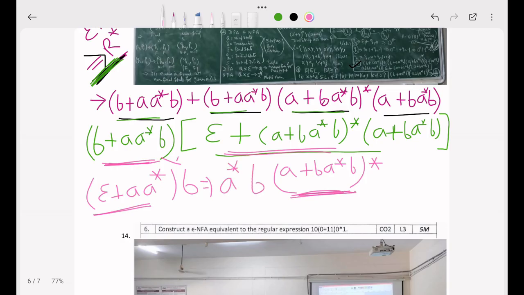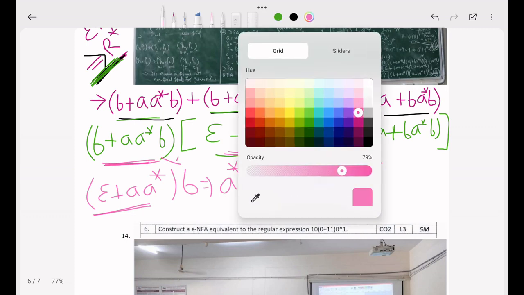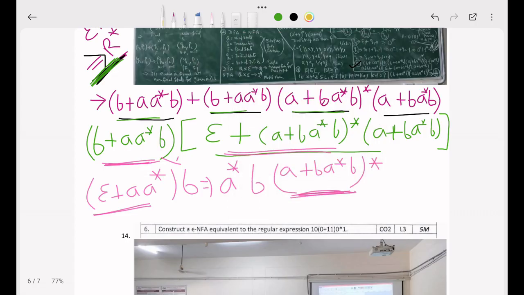So this is the final answer. What is my final answer? In place of this I have written this one, and in place of this, at first epsilon plus A star, I have taken B common, so the final answer is equal to A star B. Okay, you can check also.